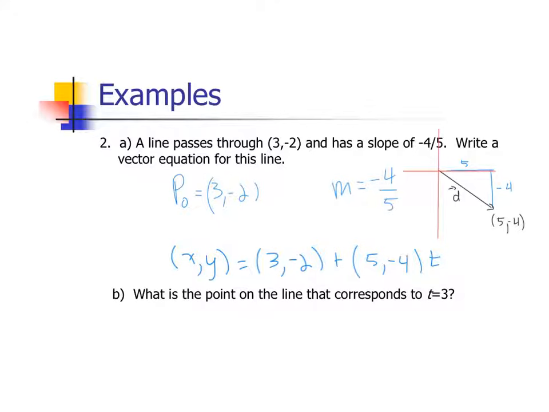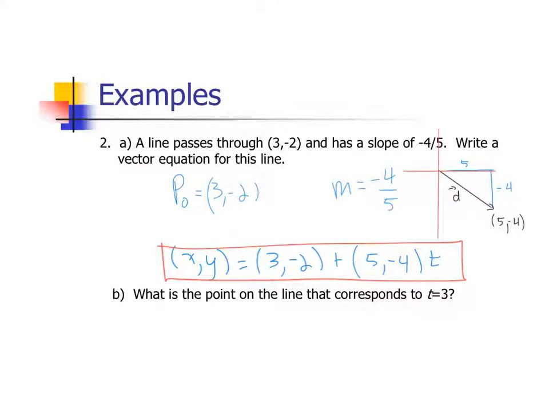So that then is our vector equation of this line. Now, what is the point that corresponds to t equals 3? Remember, because (5, -4) is our direction vector, we're multiplying it by a scalar, so we can go any scalar multiple of that vector we want. The bigger it is, the farther along we go along the line. So let's start at (3, -2) and go 3 direction vectors and see where that takes us.